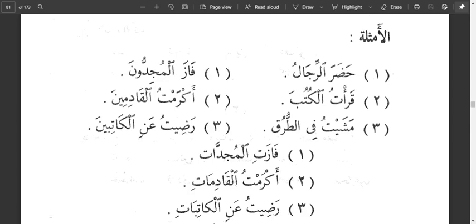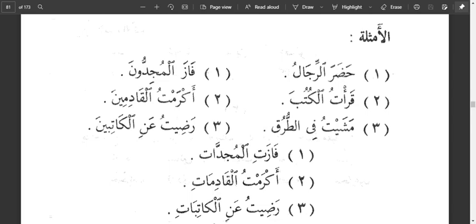So adding yaw and nun to the singular word, which is Qadimun, gives us our jamu mudhakkar as-salim. So Akramtul Qadimin, I honored the visitors. Raditu anil katibin: I am pleased with the writers.